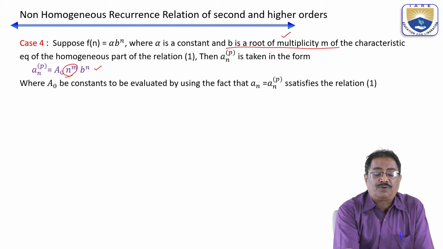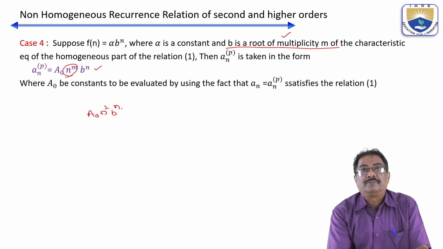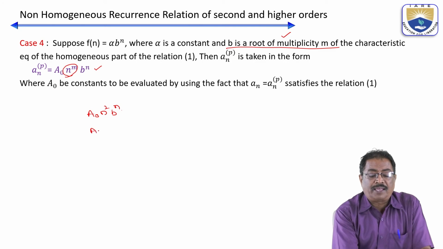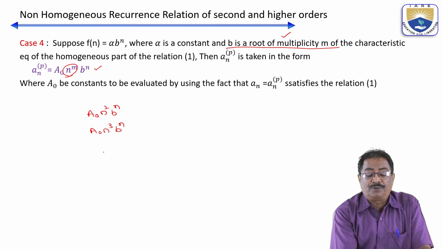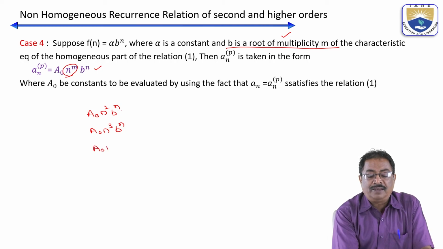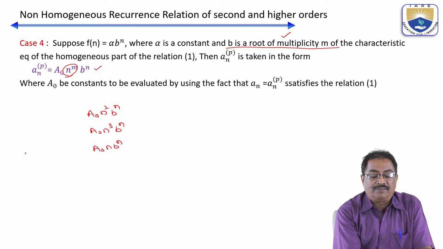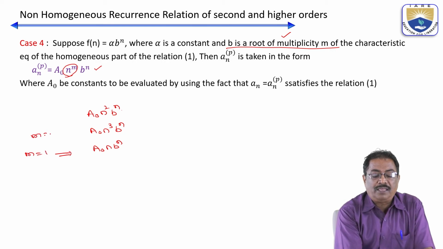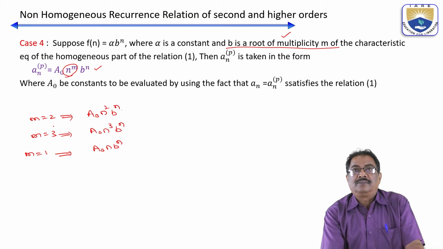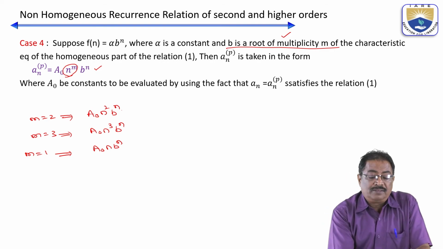Suppose it is repeated 2 times, then I can write it as A naught n square b to the power of n. If it is repeated 3 times, I can write it as n cubed b power n. If it is a simple root, then I can write it as n b power n. m equals 1 is a simple root, m equals 2, then I am going to write this, and m equals 3, then this.